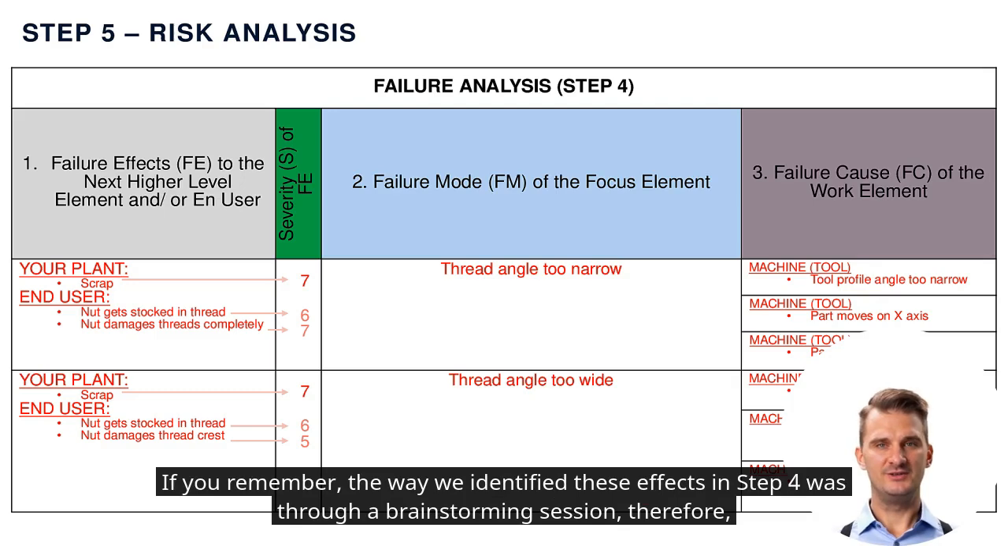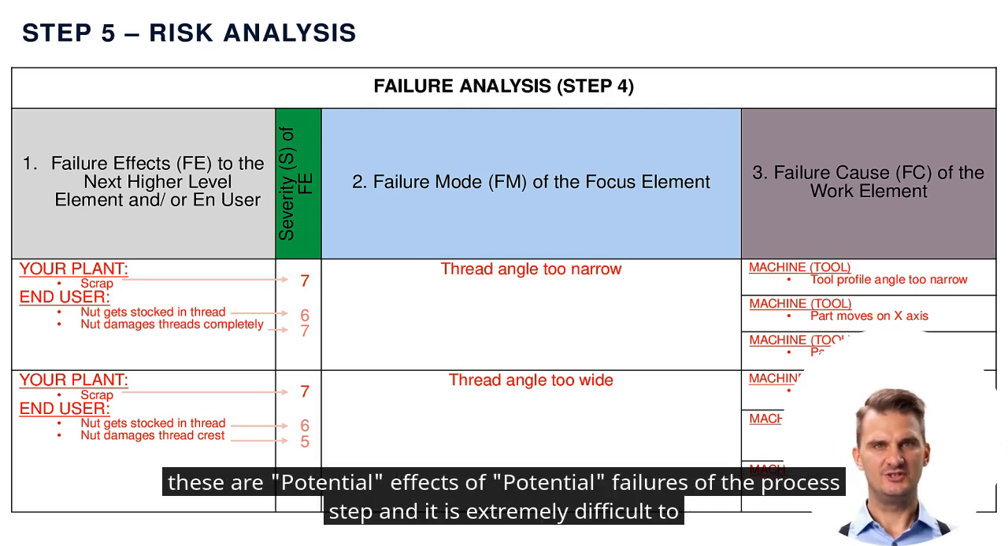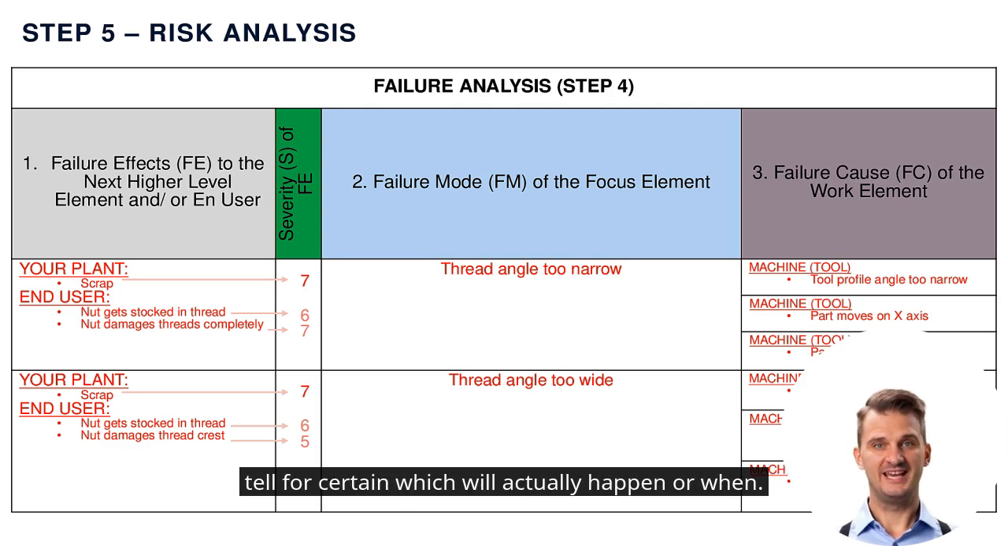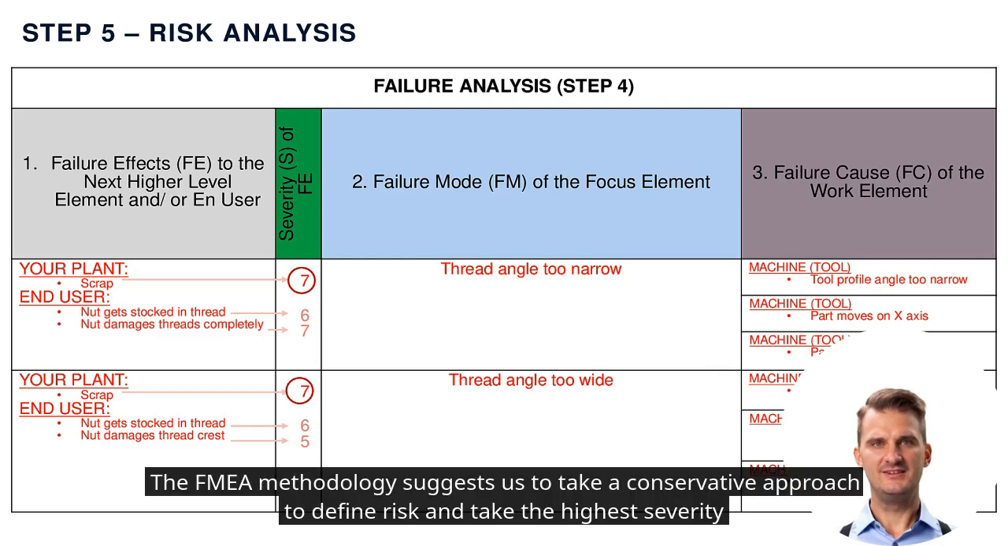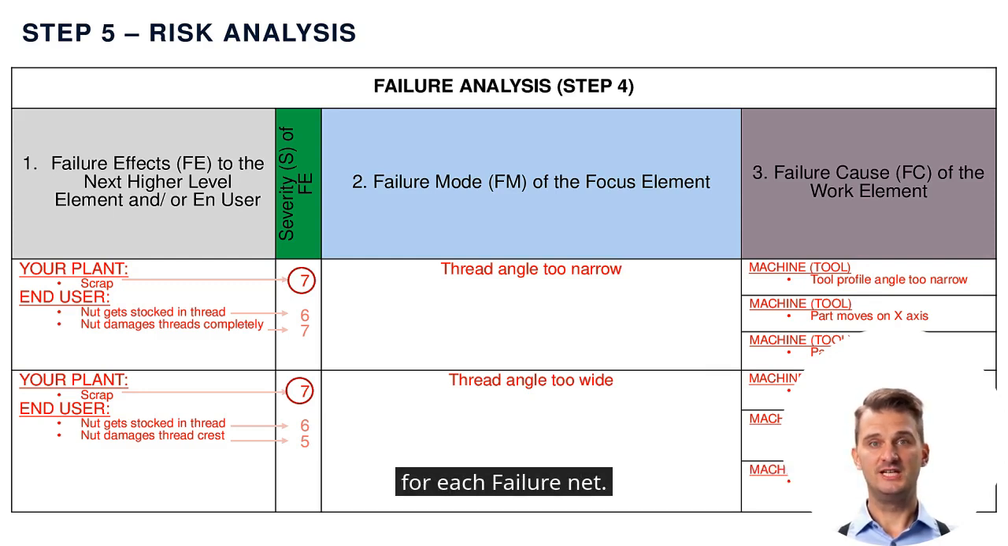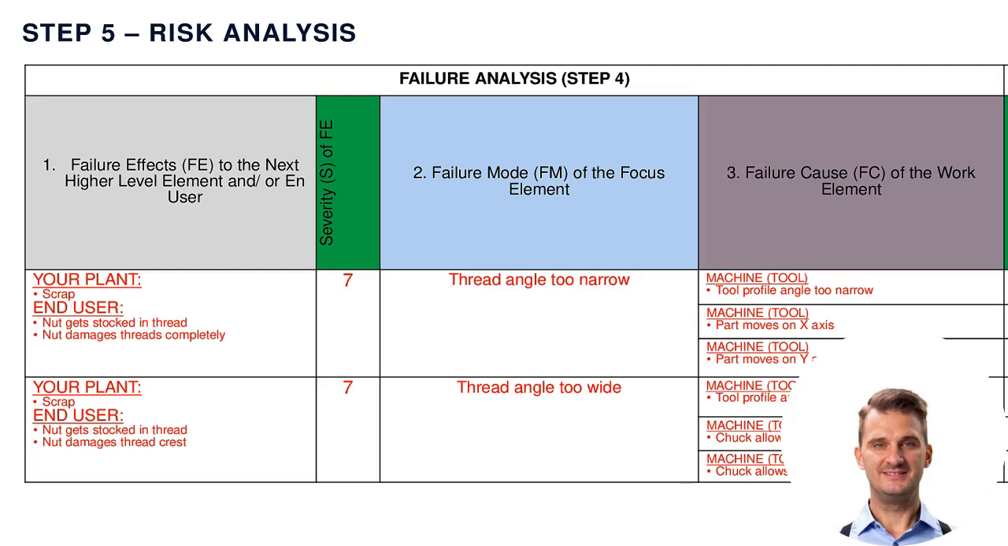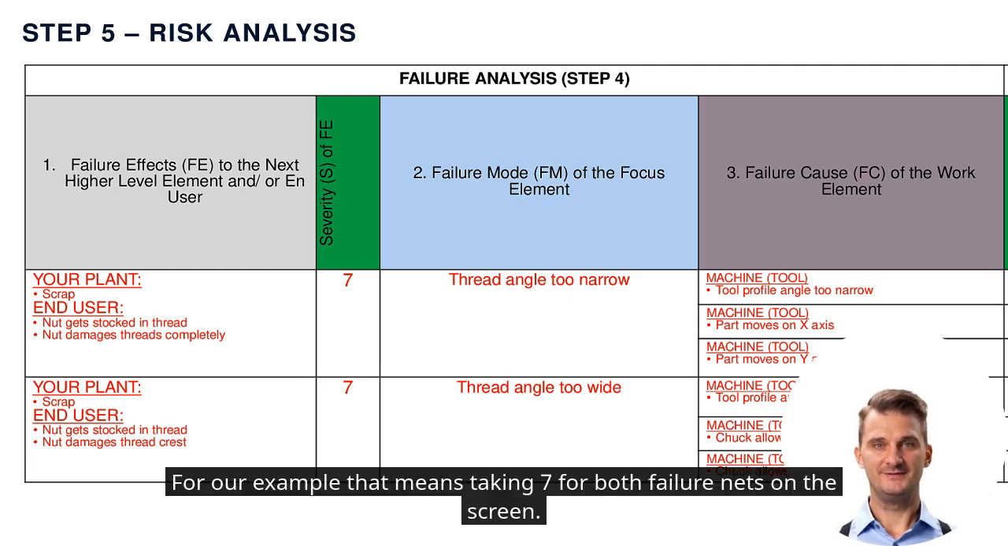If you remember, the way we identified these effects in Step 4 was through a brainstorming session. Therefore, these are potential effects of potential failures of the process step, and it is extremely difficult to tell for certain which will actually happen or when. The FMEA methodology suggests we take a conservative approach to define risk and take the highest severity for each failure net. For our example, that means taking 7 for both failure nets on the screen.